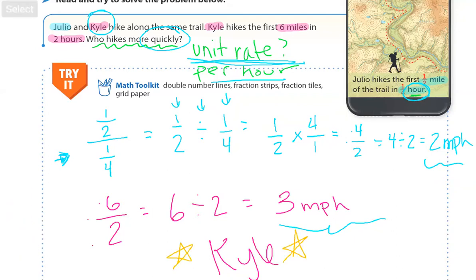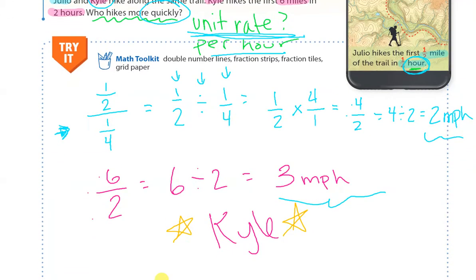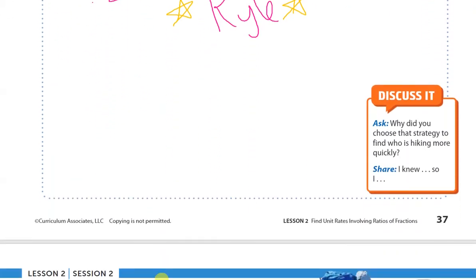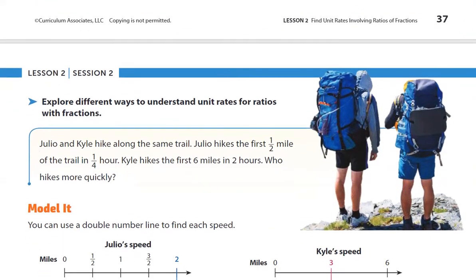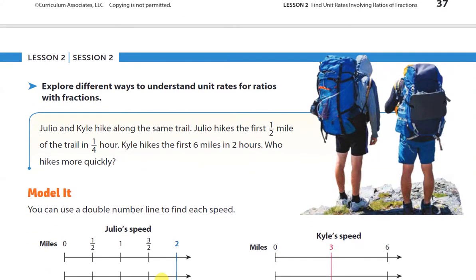I don't know why you'd want to hike particularly quickly. Maybe Julio is stopping to smell the flowers, literally over there. Alright, there's Kyle and Julio right there. They've caught up to each other. How nice.